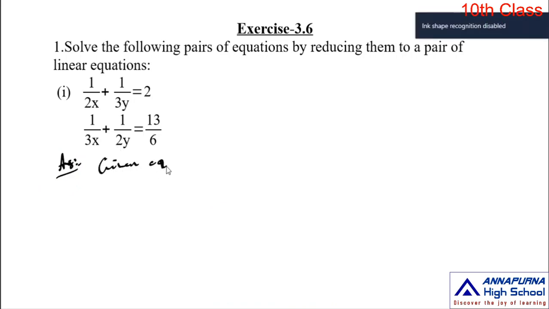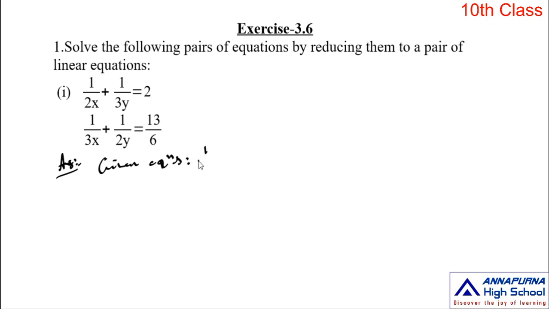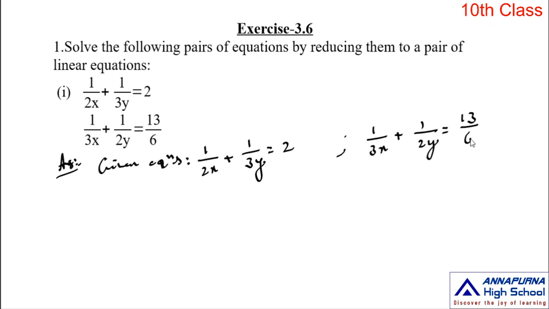Given equations, the first equation is 1 by 2x plus 1 by 3y is equal to 2, and the second equation is 1 by 3x plus 1 by 2y is equal to 13 by 6. So these are the given two equations. They are equations only, they are not linear equations. Now we reduce these two equations to linear equations by doing something. Just observe what I am doing.